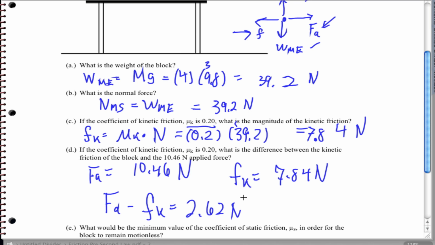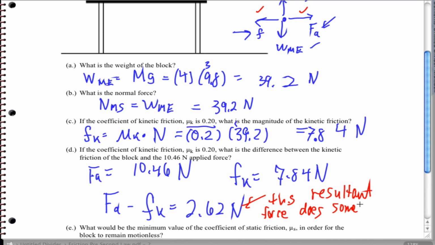Now, what we're going to learn later on tomorrow is this resultant force. This is what this is called. This is called the resultant force because it's the combination of what happens on the right and the left. This resultant force does something to the block. And I'll leave that to you to guess for now. I'm sure you have a guess, and I'll actually let that be one of the Google Docs questions.